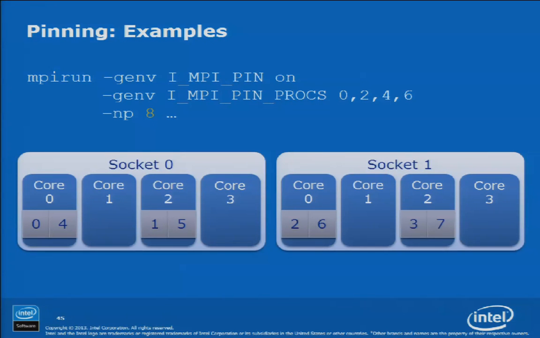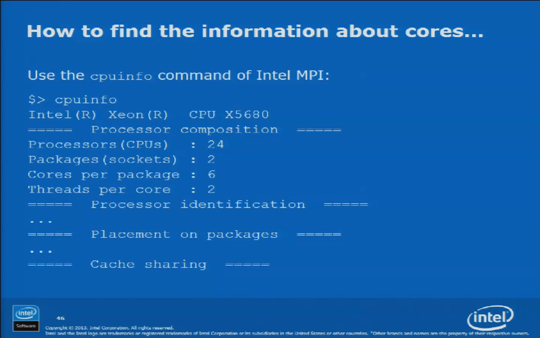Your MPI library is smart enough to skip the helper thread? Yes. Well, the MPI library doesn't have a helper thread. This is not threading. This is just MPI. We will come to threading as well.